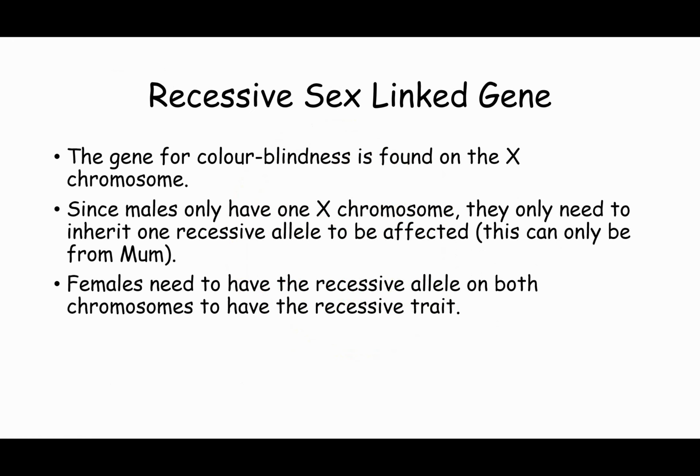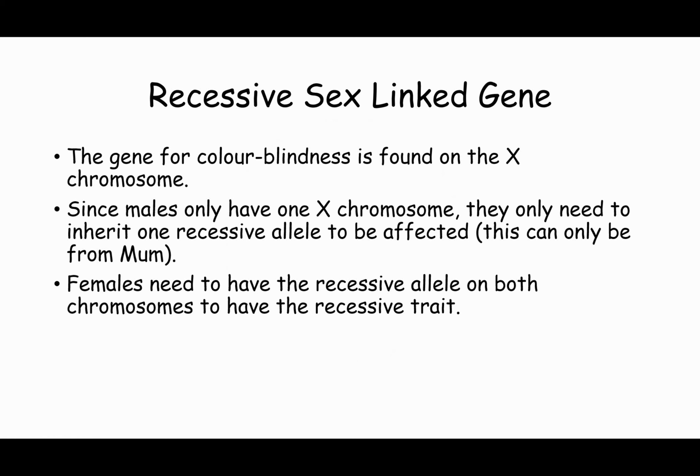The reason why has to do with where that gene is located. So the color blindness gene is tied to the X chromosome. This is really important then for inheritance. Since males only have one X chromosome, they only need to inherit one defective allele to be colorblind. The color blindness is a recessive trait, and because males have to get the Y chromosome from dad, because dad's the only one that can provide Y, X has to come from mom. So mom's the only one that can pass on the defective chromosome.